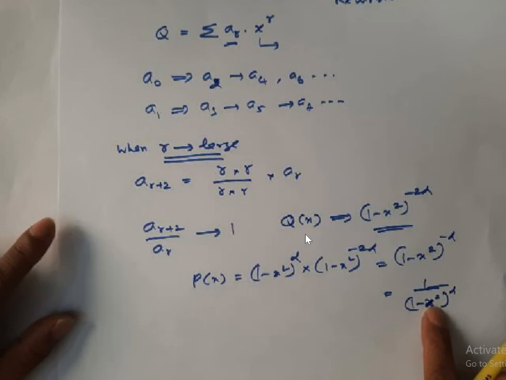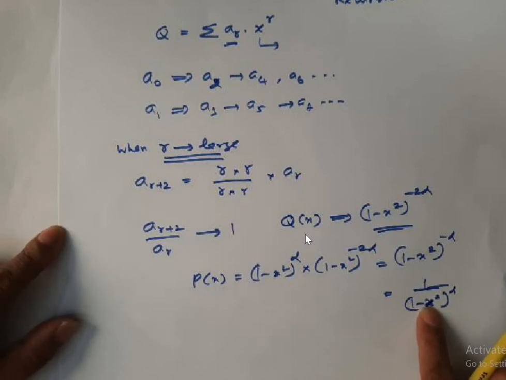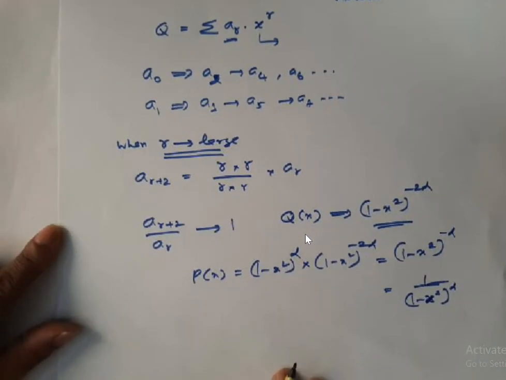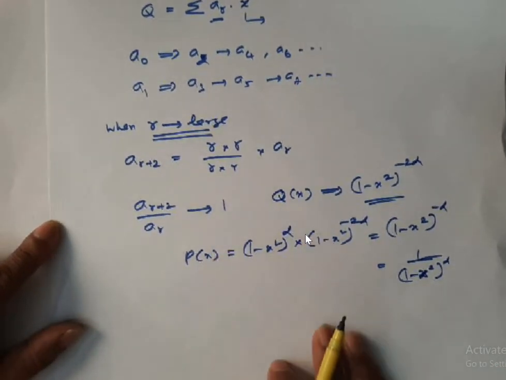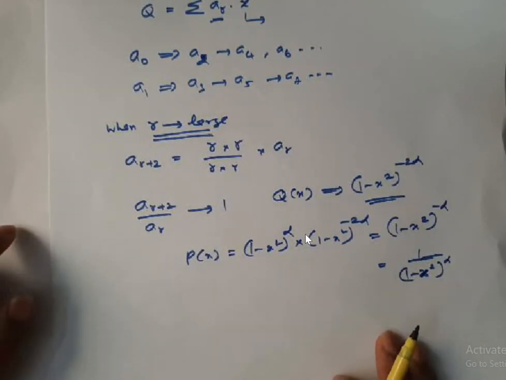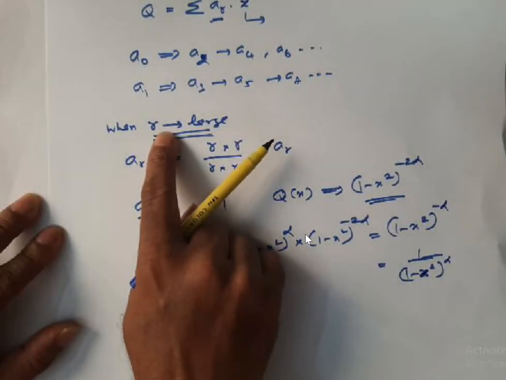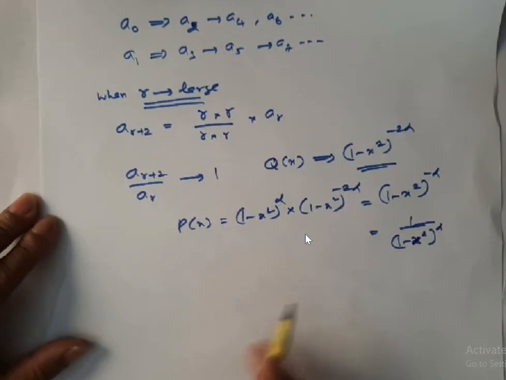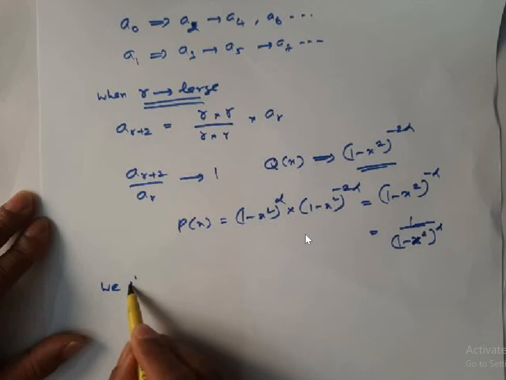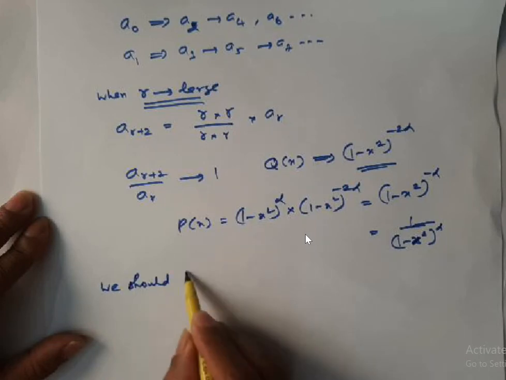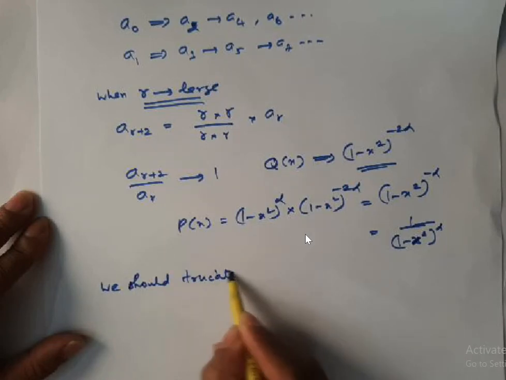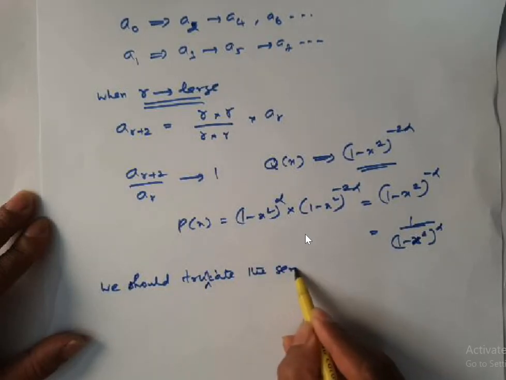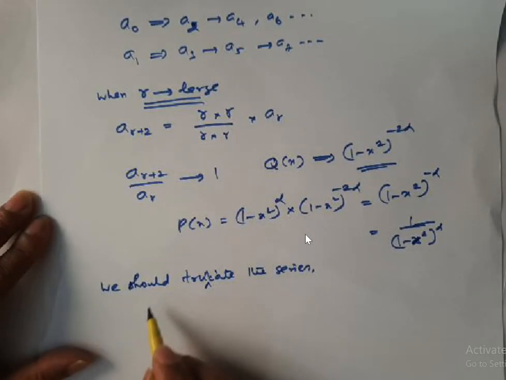Here, when x approaches plus 1 or minus 1, x square becomes 1, 1 minus 1 is 0, something by 0 is infinity, so the function goes to infinity. The function diverges. We don't want that situation. So we should not allow the r value to approach a large number. We should truncate the series.